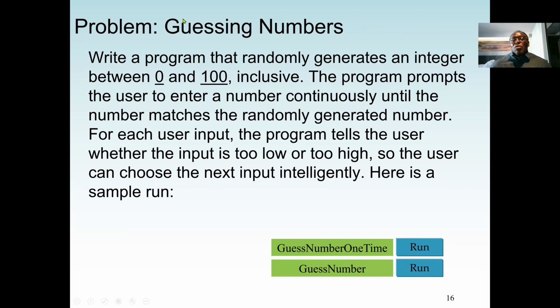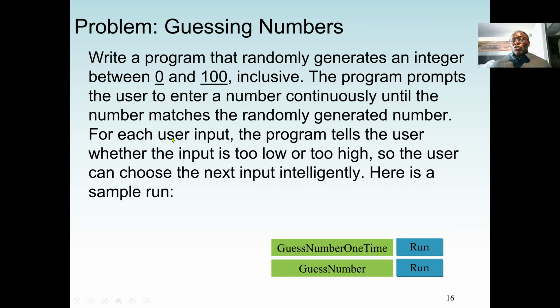So there's another program for guessing numbers. Here we are going to write a program that randomly generates an integer value between 0 and 100, inclusive, which means including 0 and 100. Now the program prompts the user to enter a number continuously until the number matches the randomly generated number. So we can see it's the same concept as the previous question. We will need a loop.